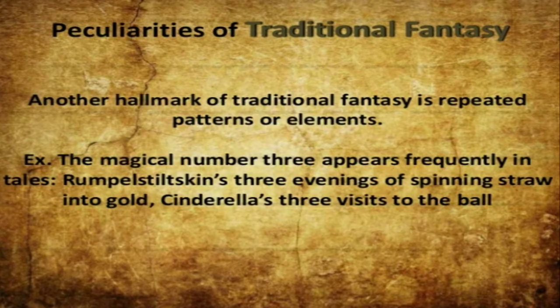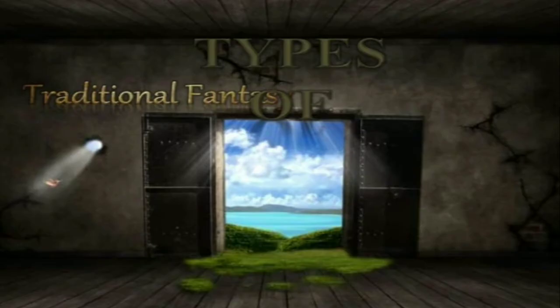Another hallmark of traditional fantasy is repeated patterns or elements. For example, the magical number 3 appears frequently in tales. Rumpelstiltskin: 3 evenings of spinning straw into gold. Cinderella's 3 visits to the ball. Next are the types of traditional fantasy.